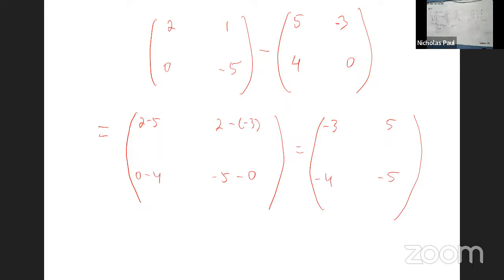Right? So if you add a 2 by 2 to a 2 by 3, you're supposed to get a 2 by 2, right? Subtraction as well. Yeah?